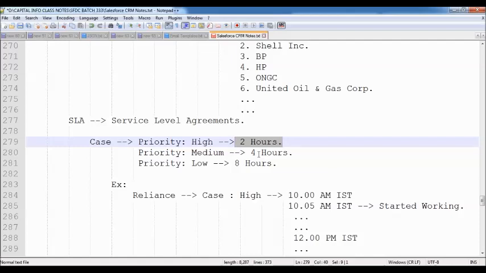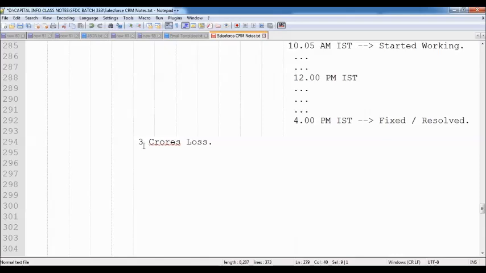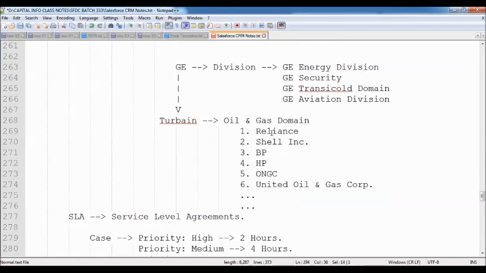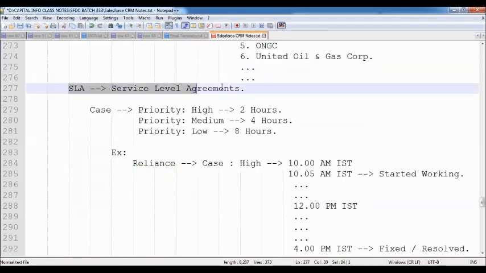Leave the 2 hours aside, because of the additional 4 hours I got 3 crores of loss. So that 3 crores of loss has to be paid by the GE people, or else Reliance people will go with the legal process on GE. This entire information they will be writing inside that SLA document itself. If they are unable to resolve the problem within the specified SLA, whatever loss I got because of the additional time they have taken has to be paid by GE people, or else they can take legal action on GE.